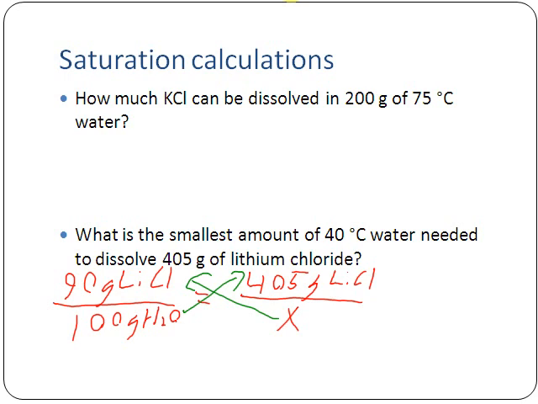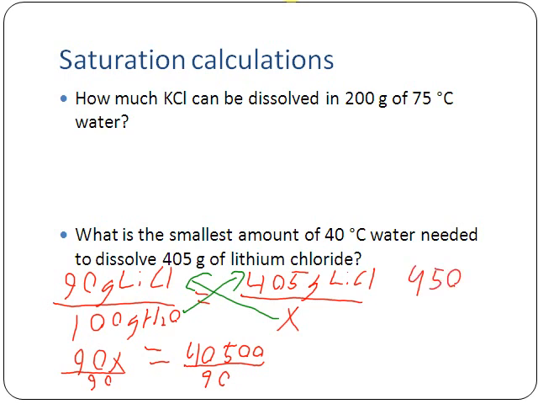And so in doing so, I end up getting 90x on the left is equal to 100 times 405, which is 40,500. I'm doing the math in my head. Divide both sides by 90. So 40,500 divided by 90. And so in this case, I get 450. And so my x is 450. So I would need 450 grams of water to do this.